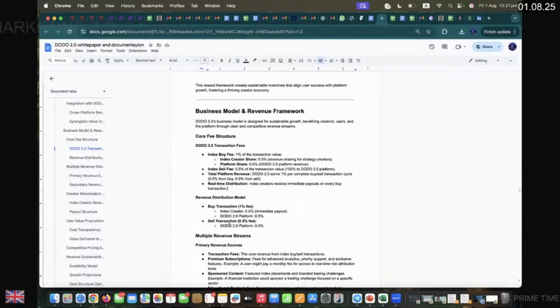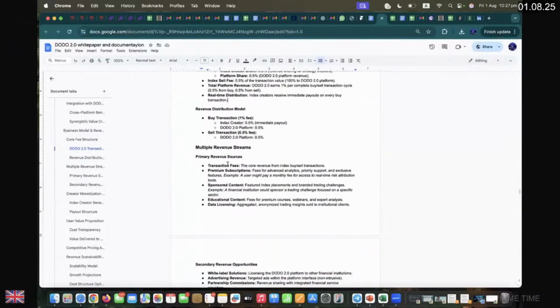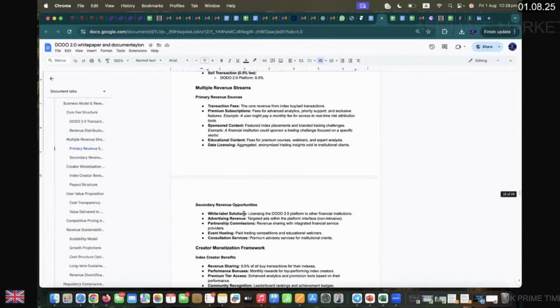Revenue distribution model. So buy and sell, you already know from the first model, it will be the same. Then multiple revenue streams. This time we have multiple revenue streams for the platform: transaction fee, premium subscriptions, sponsored content, educational content, data licensing. In all these, users are going to pay fees and creators are going to generate their revenue, and the platform is also going to get a share in the revenue, and that's how we will incentivize the user base and the creator base heavily.